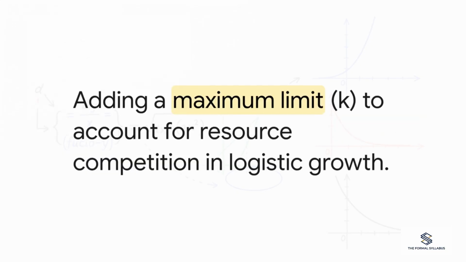Because eventually, viruses run out of resources, which in this case means they run out of uninfected people to spread to. And that is exactly where the brilliant Verhulst equation comes in. It introduces a maximum population limit, which we call K, into our differential equation to account for resource competition. It brilliantly modifies the math so that as the infected population gets closer and closer to that K limit, the rate of change automatically slows down.